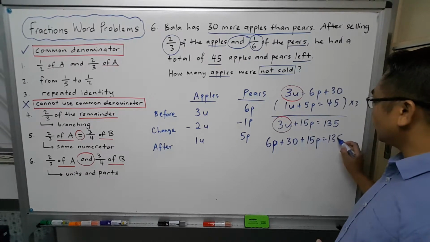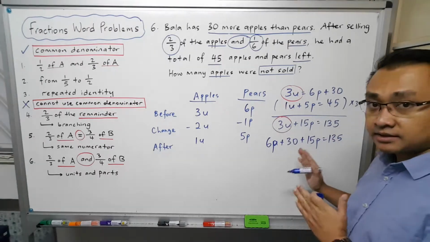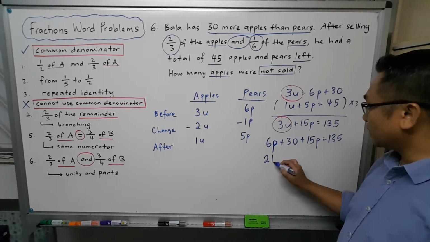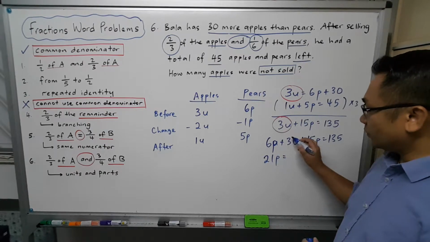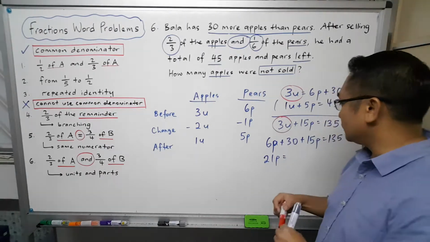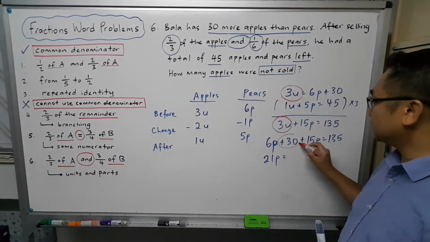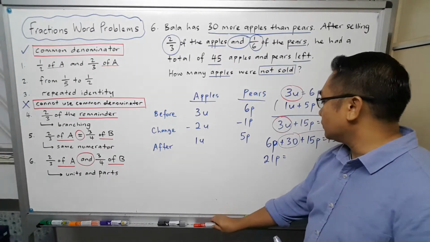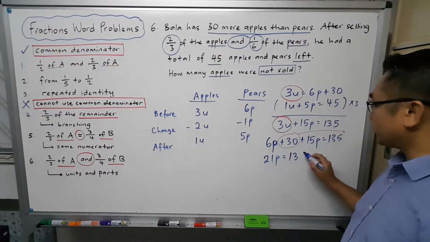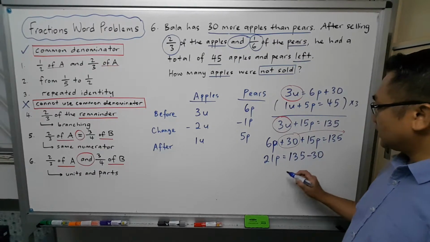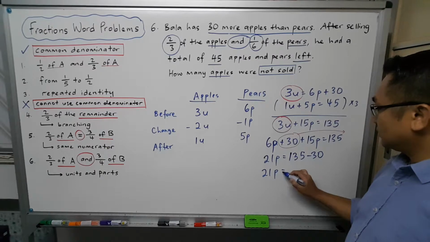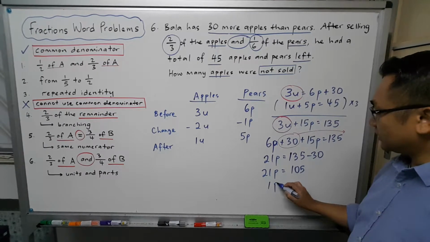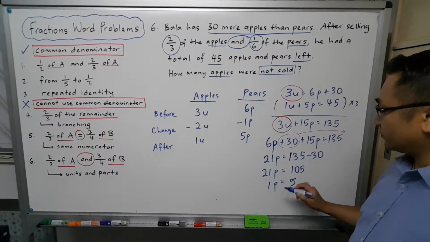Now we have no more units, only parts left. So 6 parts plus 15 parts is 21 parts. The 30, when we bring it over, what will happen? It will become minus 30. So 21 parts will equal 135 minus 30, and that is 105. So 1 part equals 5.